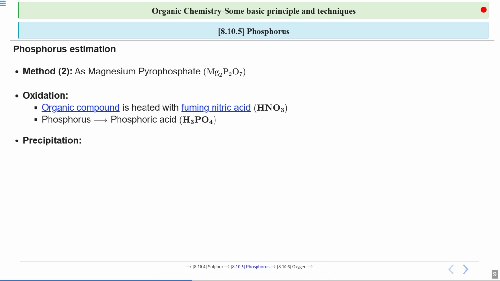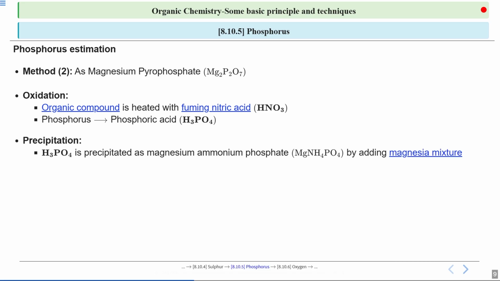Next is the precipitation step. This involves the conversion of phosphoric acid into a precipitable form. Phosphoric acid is precipitated by how? By adding magnesium mixture. So it is precipitated as magnesium ammonium phosphate. So this step is essential for isolating phosphorus in a measurable amount.